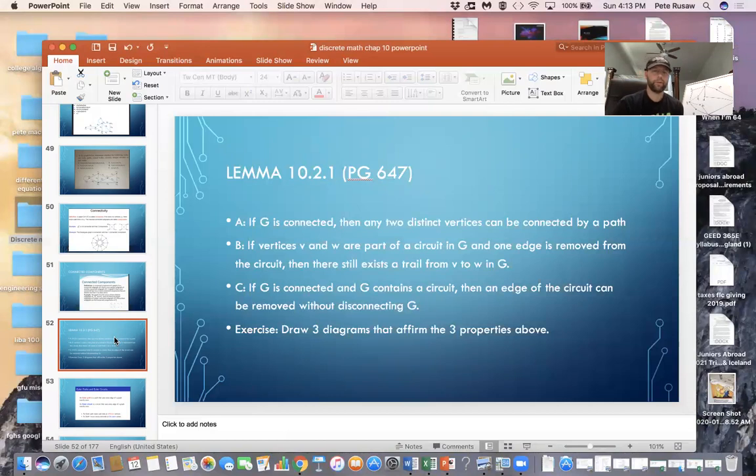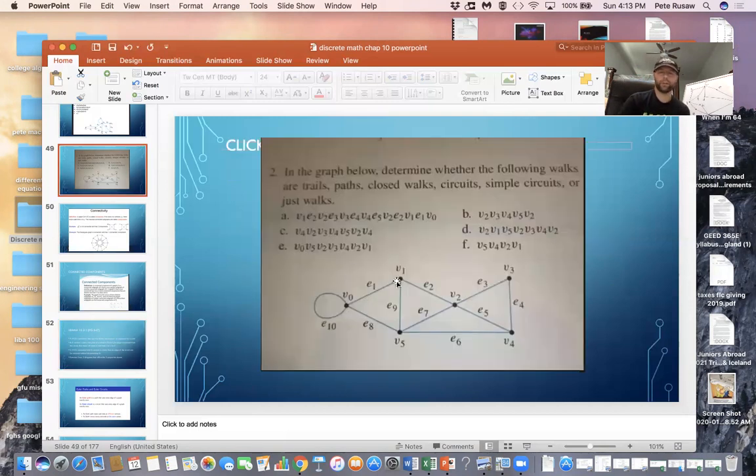Property B, if vertices V and W are part of a circuit in graph G, and you take one edge out of the circuit, you still can get from V to W in that graph. Basically, if you think about it, if you have a circuit, we could just take a circuit like this little triangle right here, and you take out any of the edges of the circuit, you still have the ability to get to all of the other places, but maybe not as fast if that's something in a graph. So that's pretty straightforward, I think.